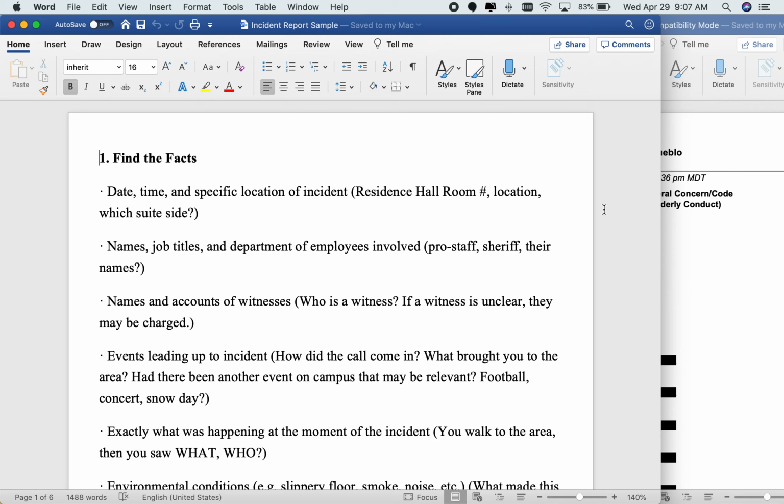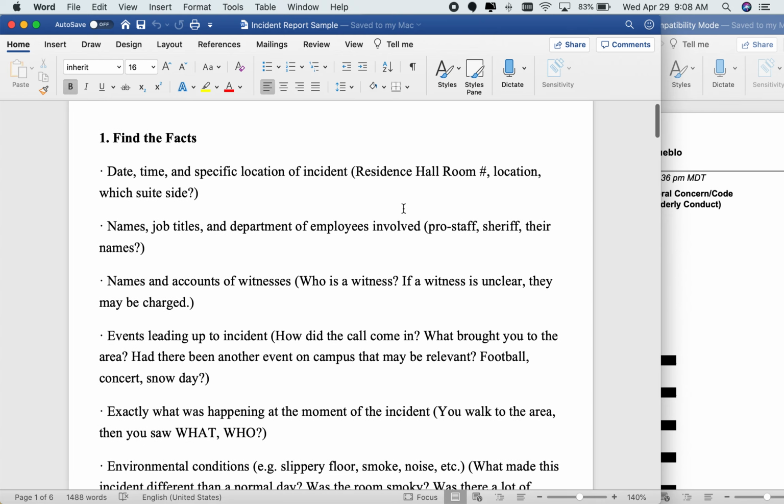Start with the date, time, and specific location. If you remember earlier, I told you to put the residence hall room number. Don't forget the suite number. Don't forget the specific information so we know how to locate this student. It's possible that you don't know their name, or you misspell it, or you don't know their PID. If we have additional information like a room number, that can help us narrow things down. So be as specific as possible when writing out that information.